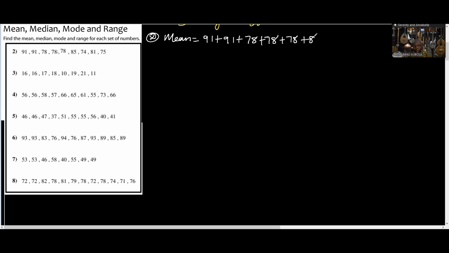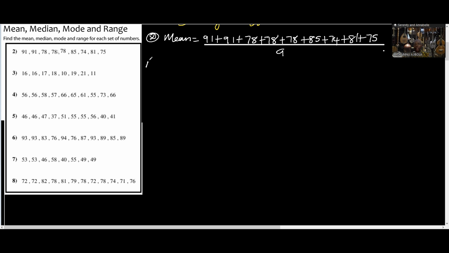Then 85, then 74, and 81, and lastly 75. So how many are there altogether? 1, 2, 3, 4, 5, 6, 7, 8, 9. So I'm going to divide all of this by 9.